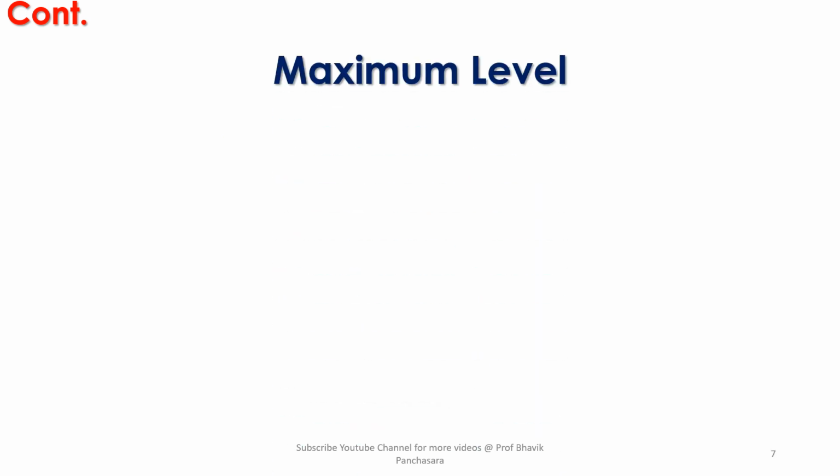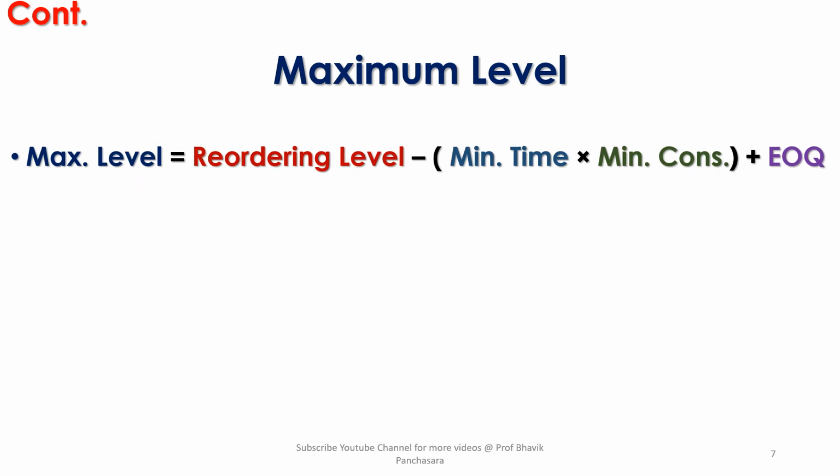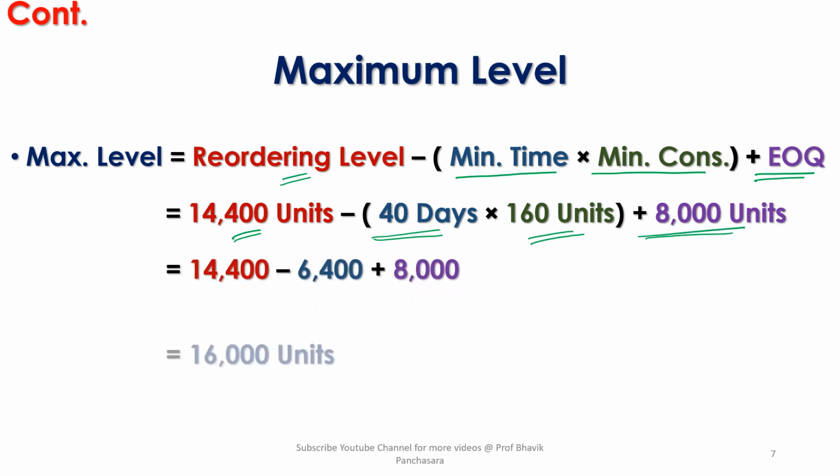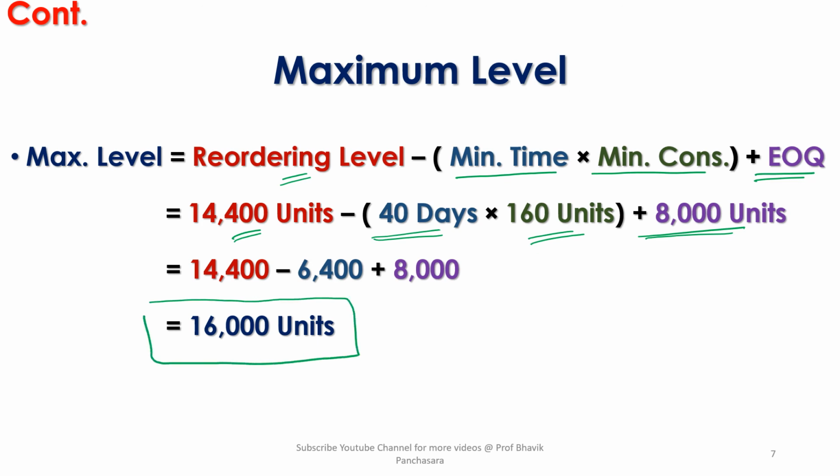Okay, now we are able to calculate maximum level. The formula is reordering level minus minimum consumption into minimum time plus economic ordering quantity. Let us put the figures. Here reordering level is 14,400 units, minimum time that we have calculated is 40 days, minimum consumption is 160 units plus EOQ, that is 8000 units. So, if we simplify this formula, the final answer, maximum level for this product, is 16,000 units.